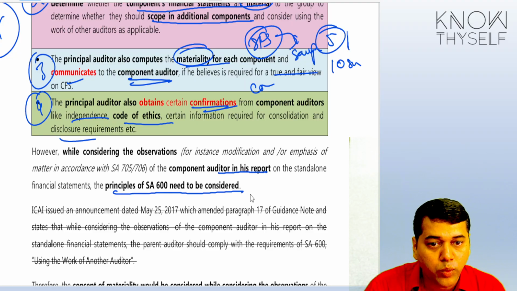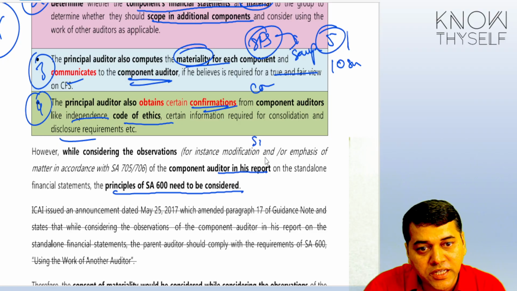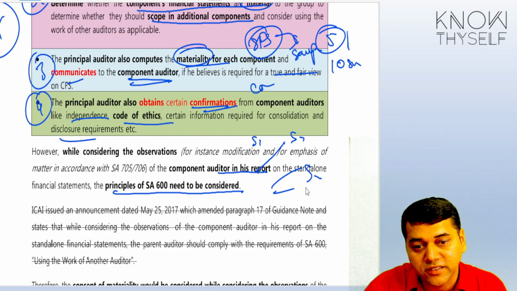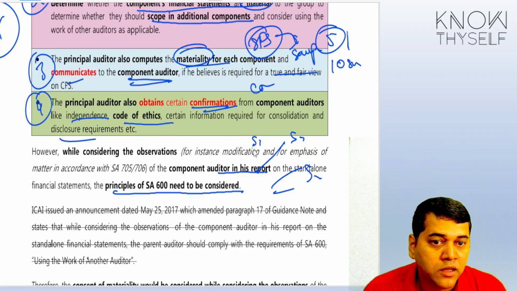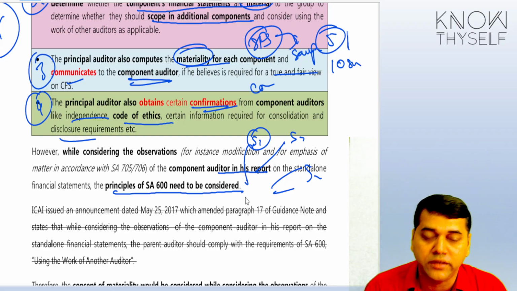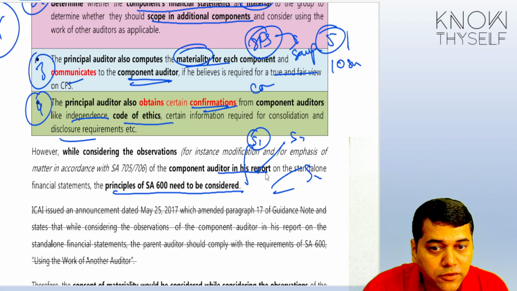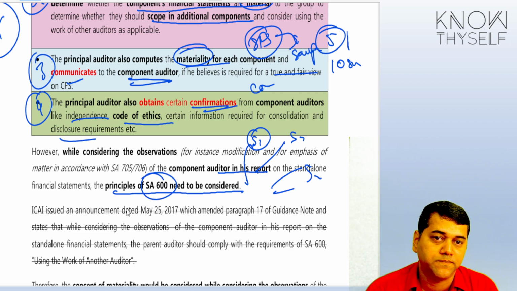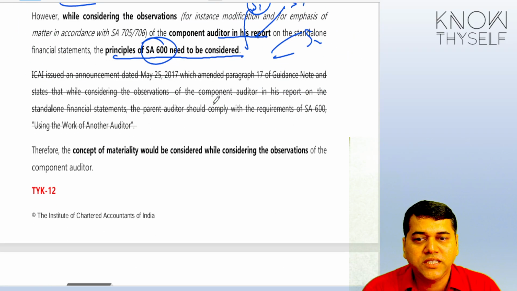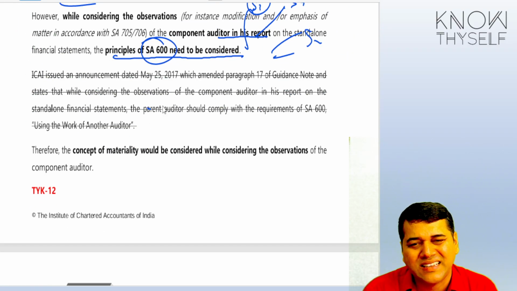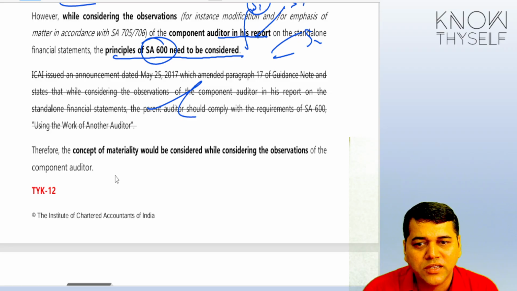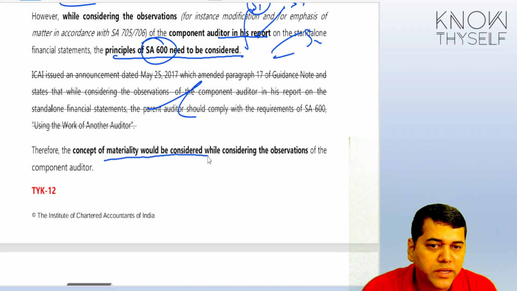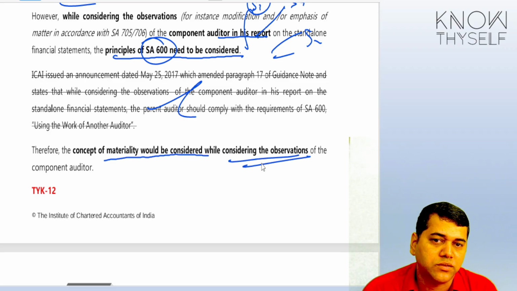If you find one observation in one subsidiary, then you have a responsibility to tell all the subsidiaries, see whether this is going to happen in your company also. Is this material to me? Is it not material to me? How have you dealt with it? So who is going to talk about it? SA 600 is going to talk about it. Now, ICAI issued an announcement or paragraph, leave it. Therefore, the concept of materiality would be considered while considering the observation.